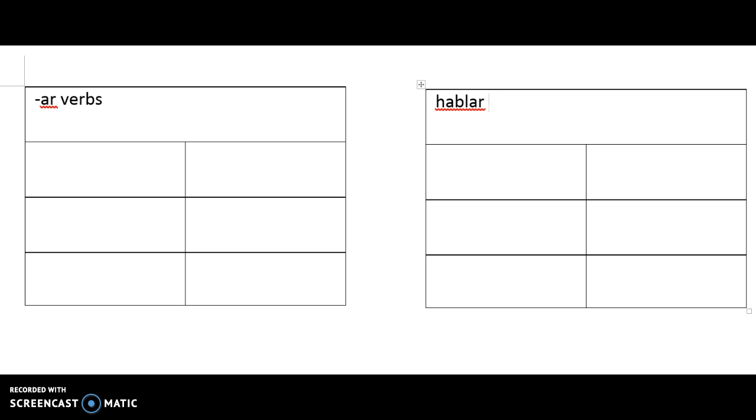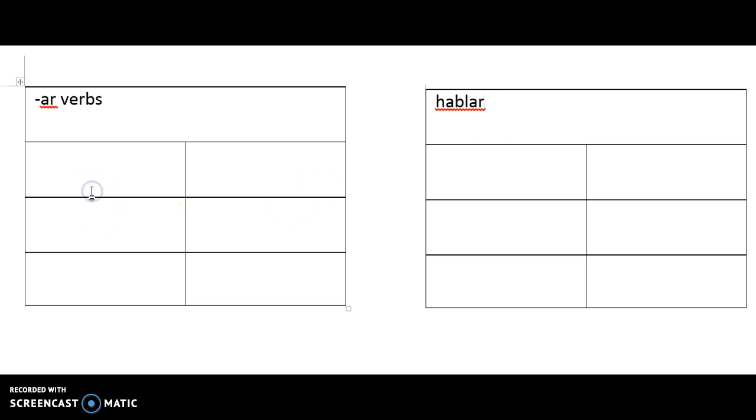And in English, it translates to "to" plus whatever the verb means. So for example, hablar would be to talk. Now, when we're talking about conjugations, we start with the infinitive, and then we add the endings to the stem. The stem of the verb is what's left when you take off the AR, ER, or IR from the infinitive. So the stem of hablar would be HABL.